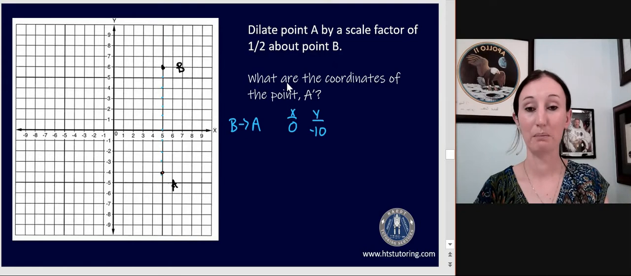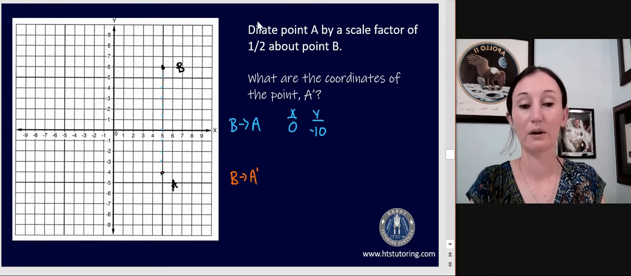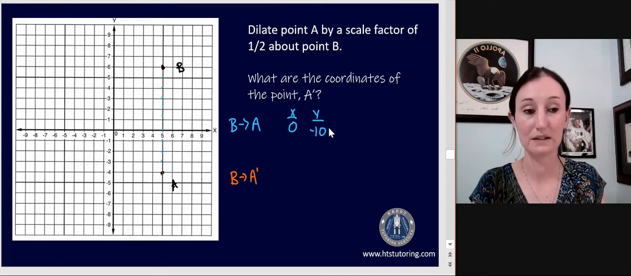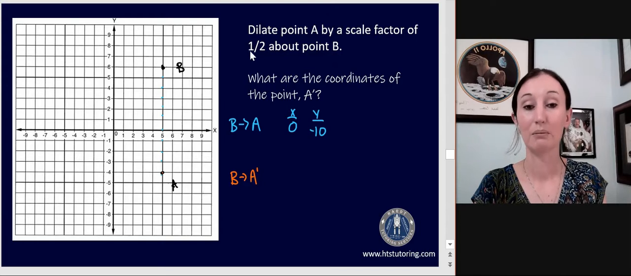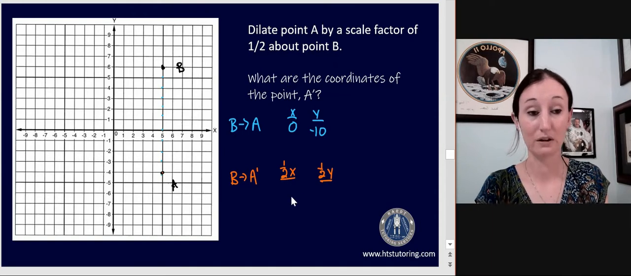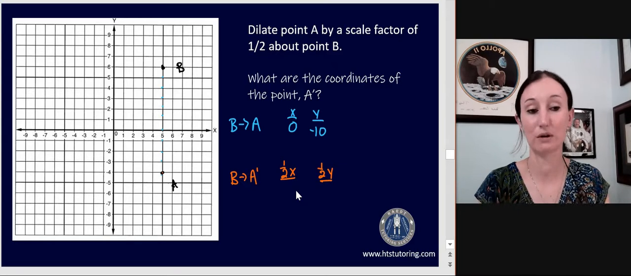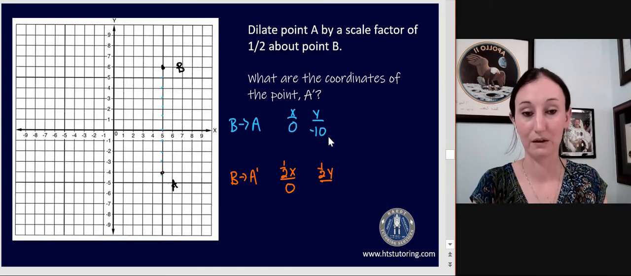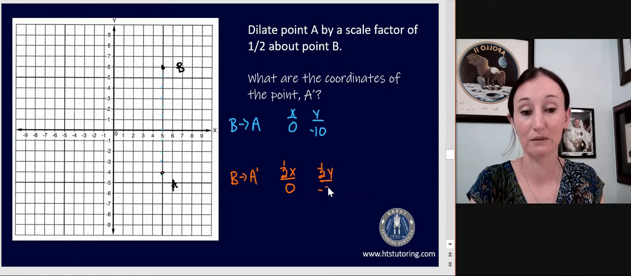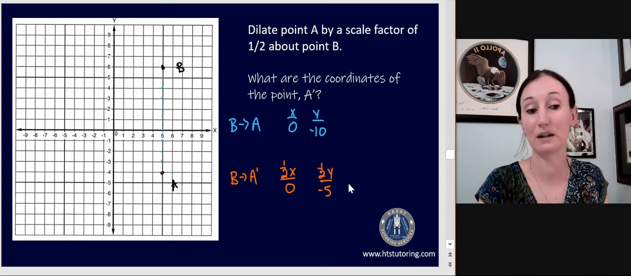So now, to get from B to A prime, we're going to multiply both of these distances, the X and the Y, separately by 1/2. 1/2 X, 1/2 Y. 1/2 times 0 is 0. Anything times 0 is 0. Always remember that. 1/2 times negative 10, negative 5. Multiplying by 1/2 is the same thing as dividing by 2. Negative 10 divided by 2, negative 5.